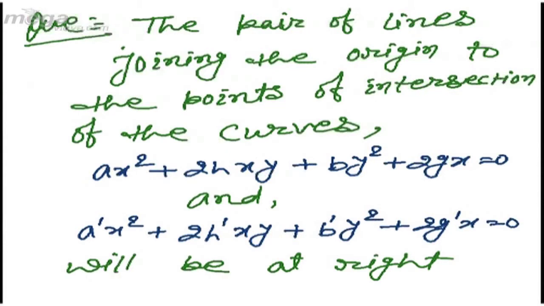But how? You can see, student, both are second degree equations. So, if you eliminate those non-homogeneous terms which are of degree 1 and degree 0, then the equation becomes a homogeneous equation. So student, to get the homogeneous equation, we will eliminate these two, 2gx and 2g dash x. So let us start the solution.